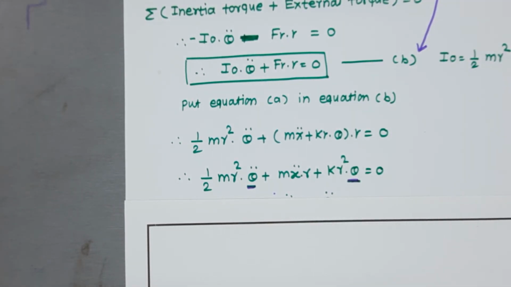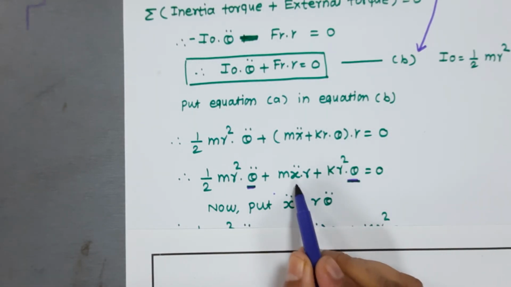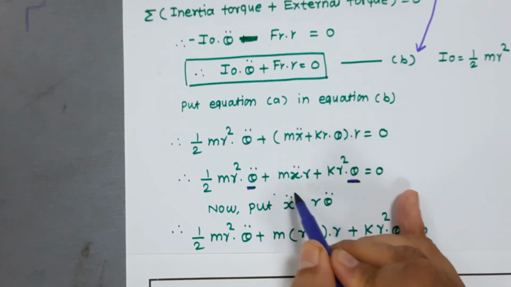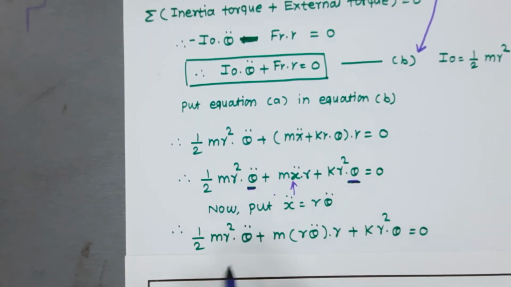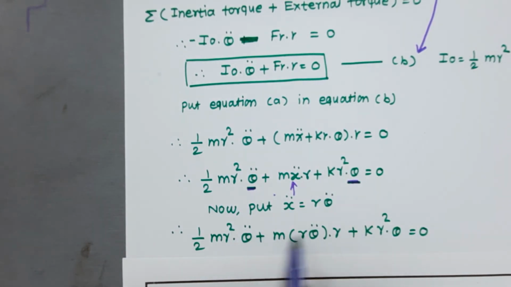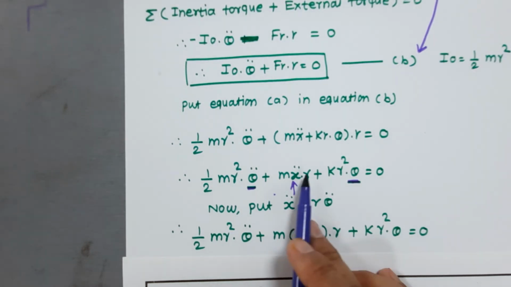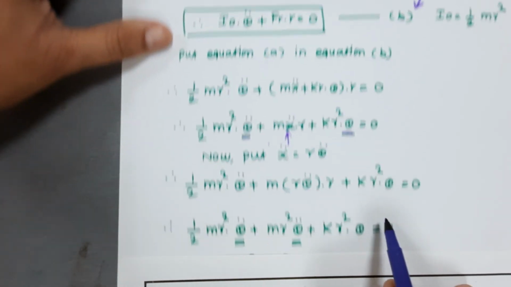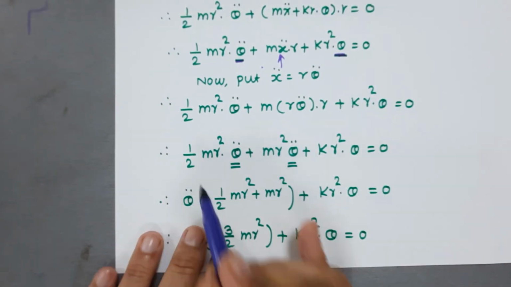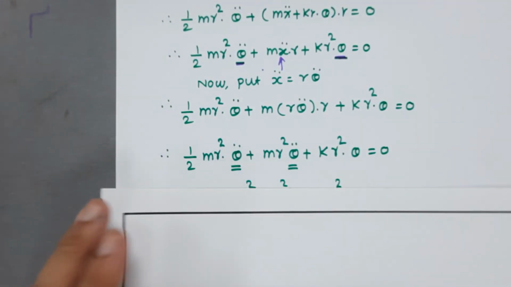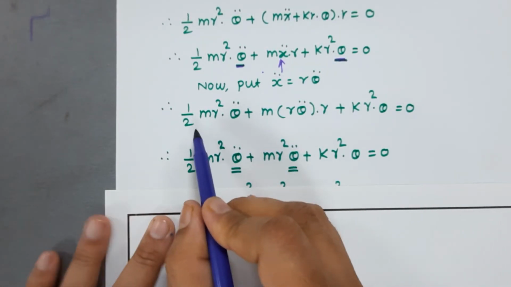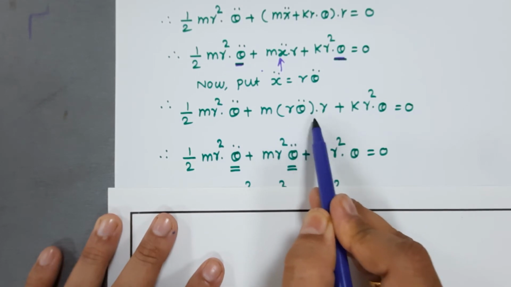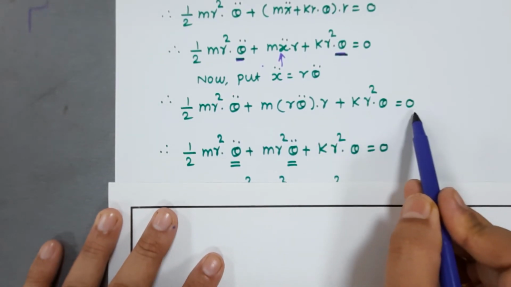So here I am going to substitute, putting the value of x double dot equal to r theta double dot. After putting this value here, we have the equation 1/2 m r square theta double dot as it is, plus m into the value of x double dot, r theta double dot, into r, plus k r square into theta as it is. Now further, after solving this equation, open this bracket. So we have 1/2 m r square theta double dot plus m r theta double dot into r plus k r square into theta is equal to 0.